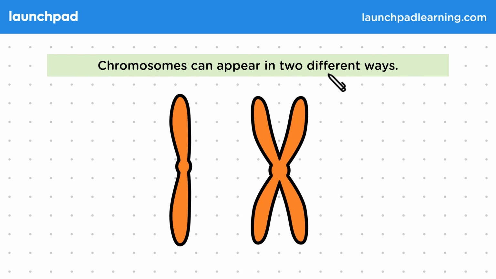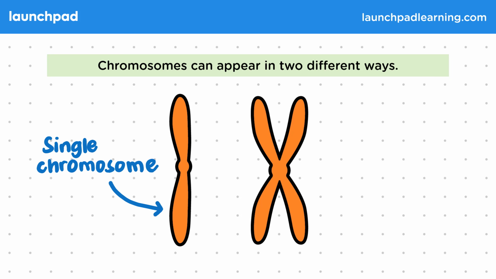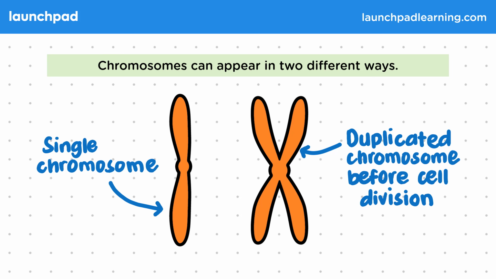Chromosomes can appear in two different ways. On the left-hand side, we have a single chromosome. This is a long, thin structure. This image on the right-hand side shows a duplicated chromosome, as you would see it before cell division. Now, this image is what we would normally see when we discuss chromosomes.